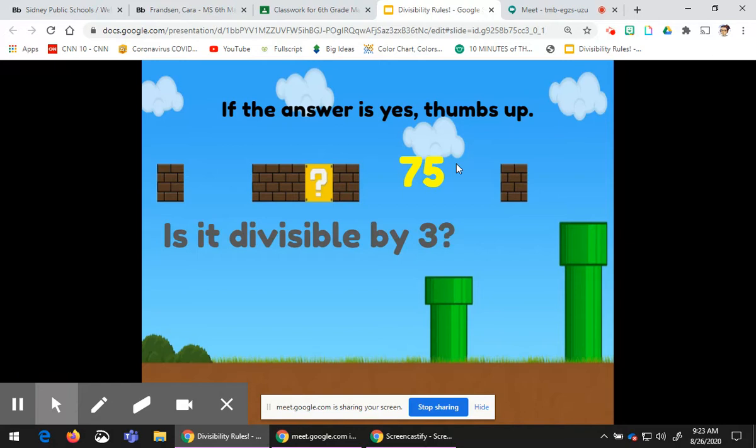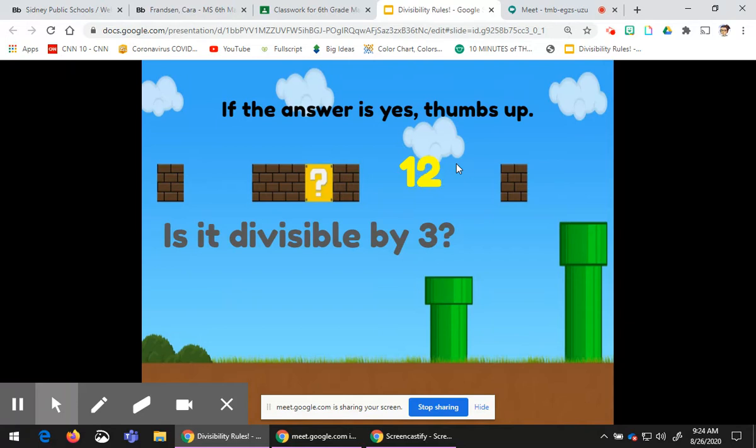Does anybody happen to know what 2 factors you can multiply together to make 75 other than 1 times 75? Yes, 25 times 3. If you have 3 quarters, you have 75 cents. Very good. How about 15? Is that evenly divisible by 3? Well, what is 1 plus 5? Well, that's 6, Mrs. Frandsen. Good job. Thumbs are up on that one.